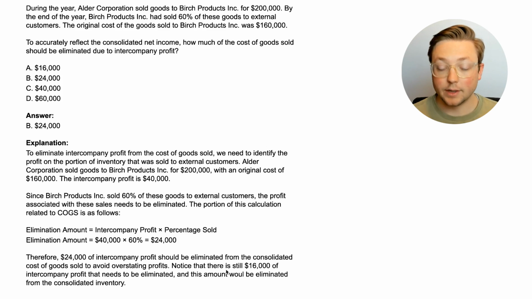Now, you'll notice that there is still $16,000 of intercompany profit that needs to be eliminated, and that would be eliminated from the consolidated inventory, but this question was just asking about the cost of goods sold. So how much of the intercompany profit is going to be eliminated from cost of goods sold is the percentage of the inventory that was sold multiplied by the intercompany profit. All right, that was a good question. Let's go to the next one.